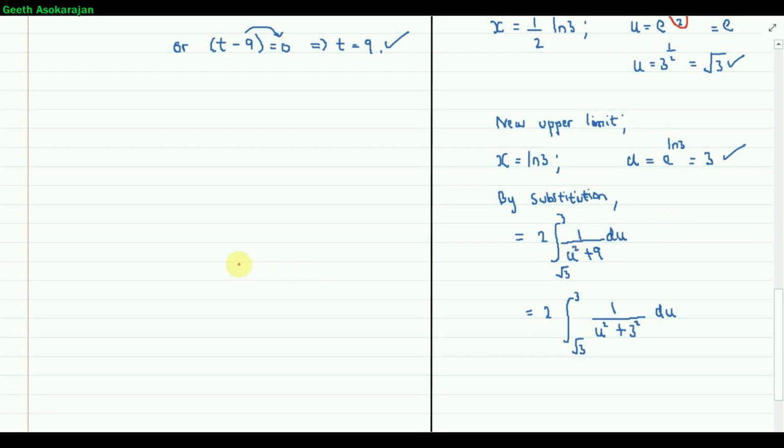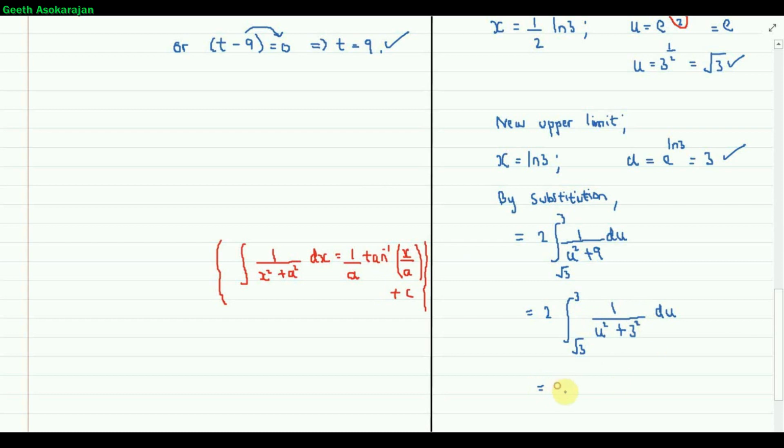I wrote it in this form because, just to remind you, there is a result to integrate 1 over x squared plus a squared with respect to x, and the result goes like this. It's 1 over a, tan inverse of x over a, plus c for completeness. Now, if you're not aware of this result, I have created a video proving this result along with applications of this result, and I'll provide a link to that video in the description below. However, let's apply this result here.